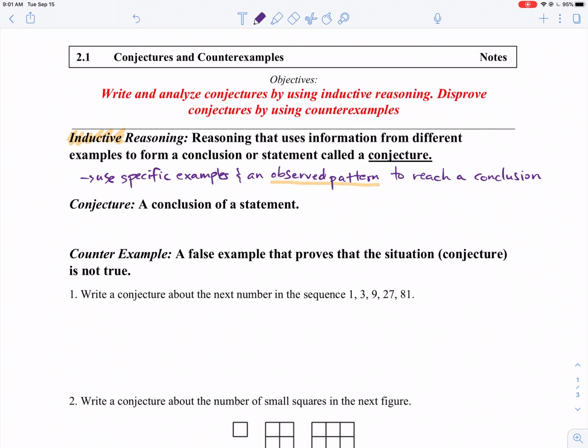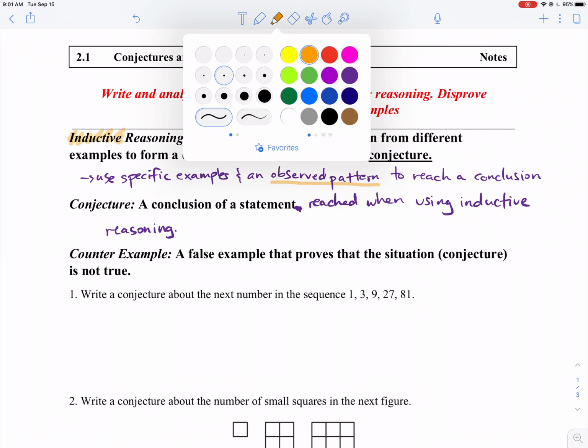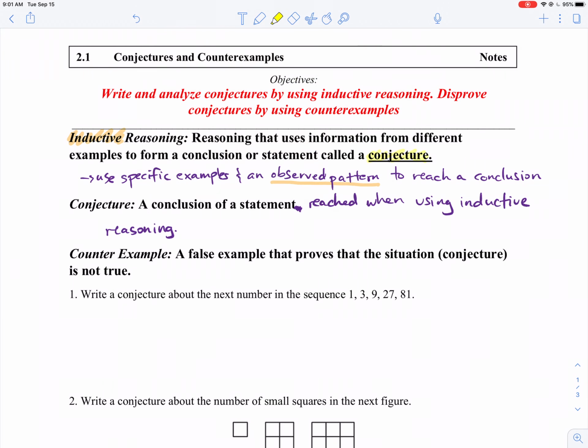That word conjecture, it says it's a conclusion of a statement, but I want you to make sure we put it on there. It's a conclusion of a statement that is reached when using inductive reasoning. That's the word conjecture. So you see a pattern, and in a way you make an assumption or a hypothesis. In this case, we're going to call that statement a conjecture.